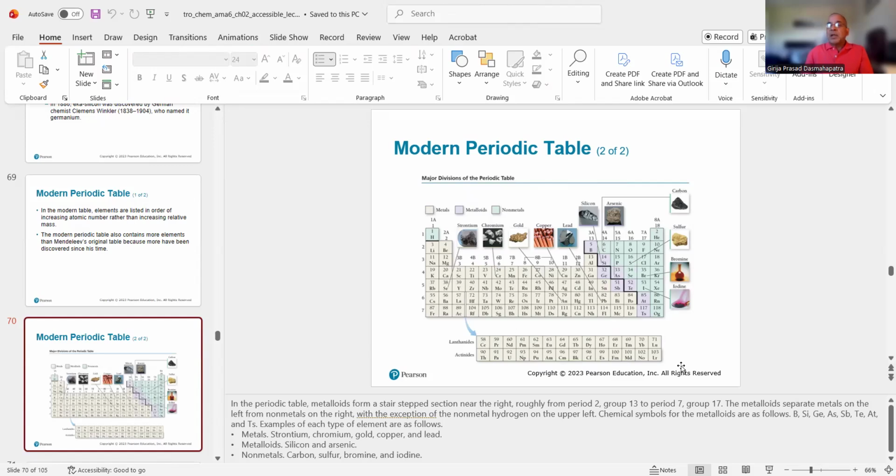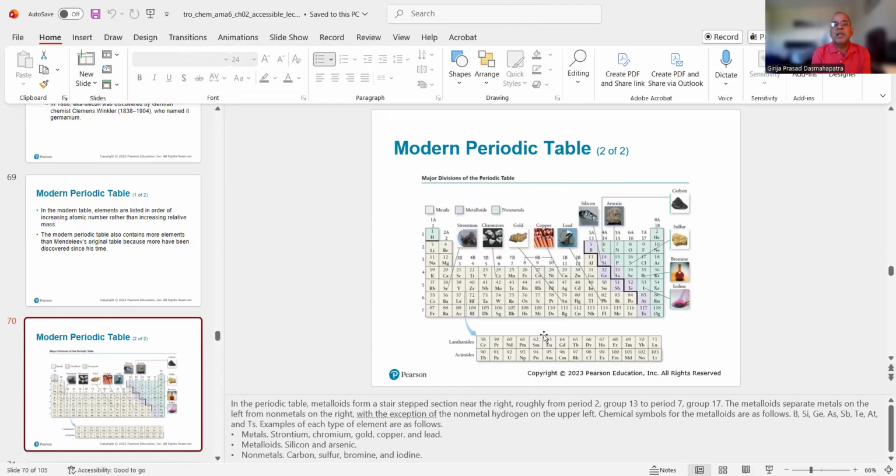Also, there are two sets of elements called lanthanides and actinides, which are kind of rare earth elements and which are placed at the bottom. Actually, they should have been placed here, but in order to keep them together, since their properties are remarkably similar, it is not possible for them to be included in the main body of the periodic table.